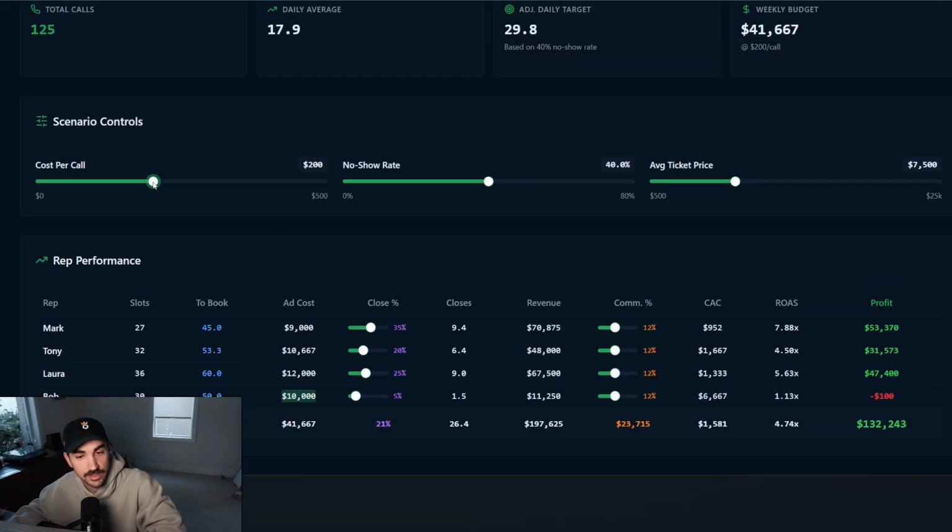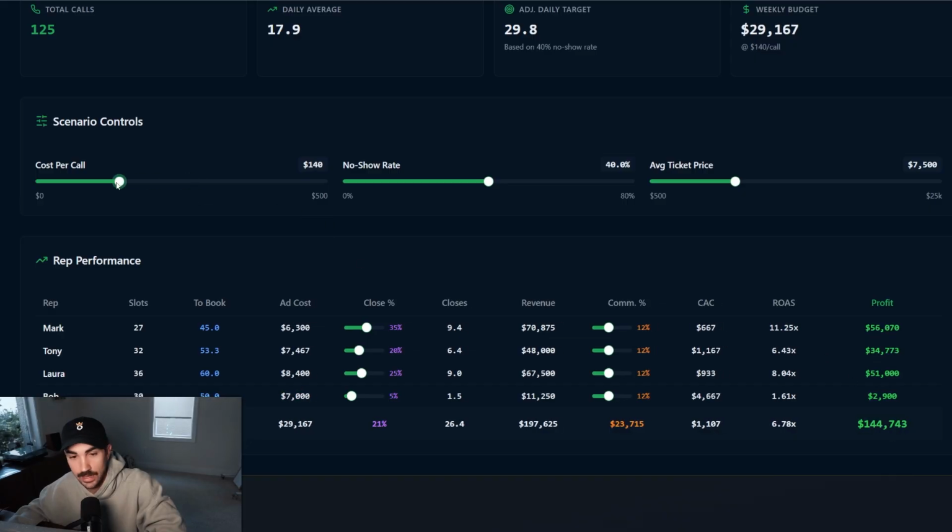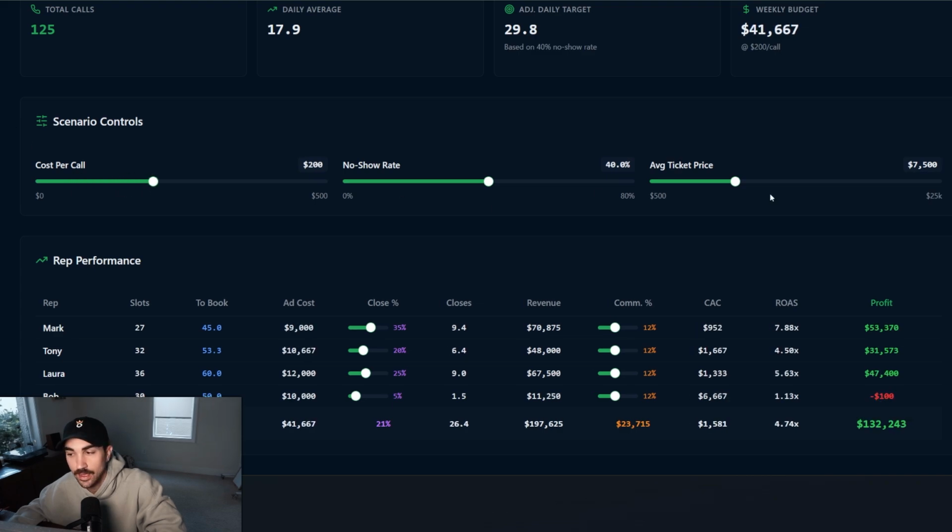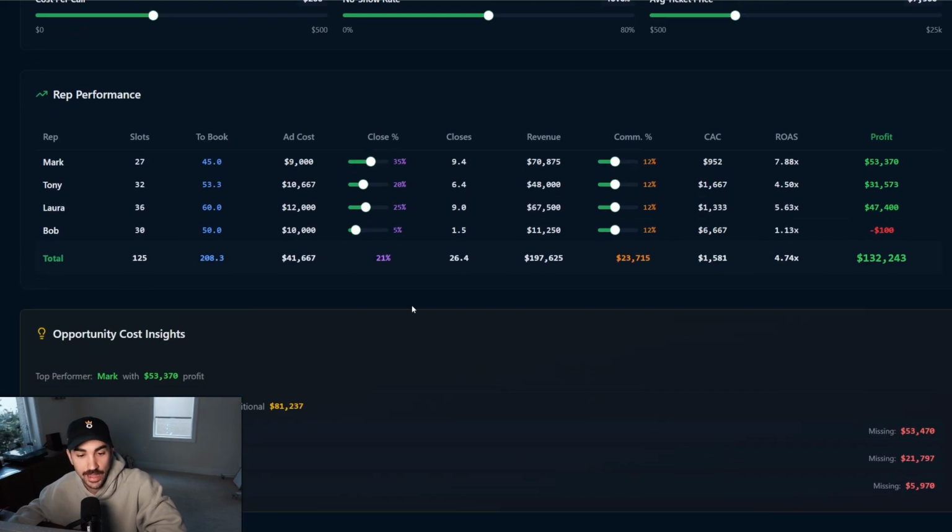I put in a couple other sliders in here because a lot of times what happens is, we say it's $200 a call and then maybe ads have a bad week, right? We can kind of see how that shakes out profit wise. Or maybe ads have a really good week and we get $60 calls, right? We can see how that shakes out profit wise as well. But ultimately, at the end of the day, what I think is extremely important to factor in is this rep performance and how it changes.